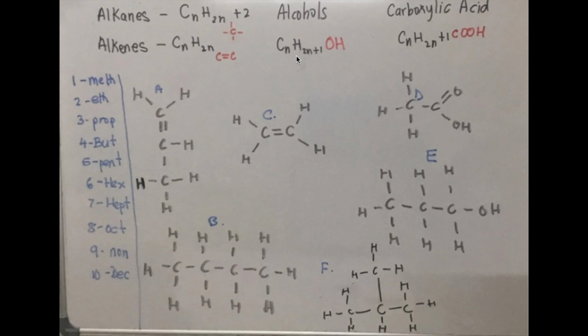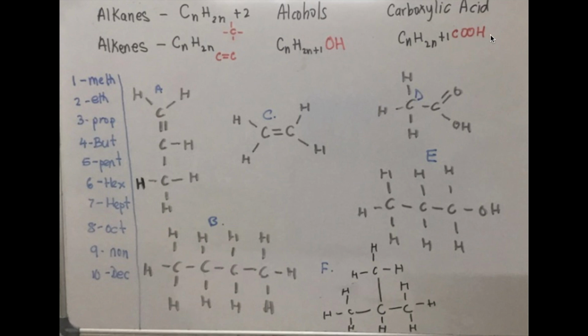Alcohols have this general formula, and you can think of them as an alkane where you have pulled away one of the H's and replaced it with an OH. So instead of CnH2n+2, it's CnH2n+1, and that missing H goes into this OH group, and of course the O gets attached. So CnH2n+1OH, and carboxylic acid is CnH2n+1COOH.